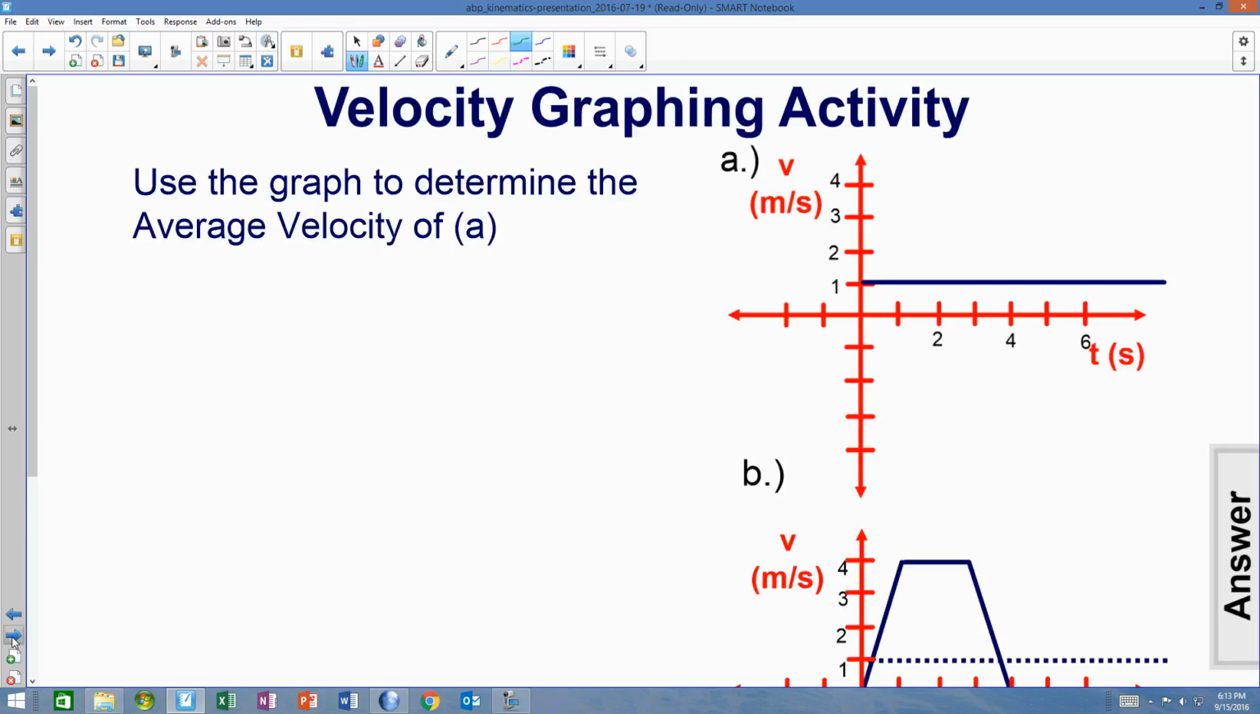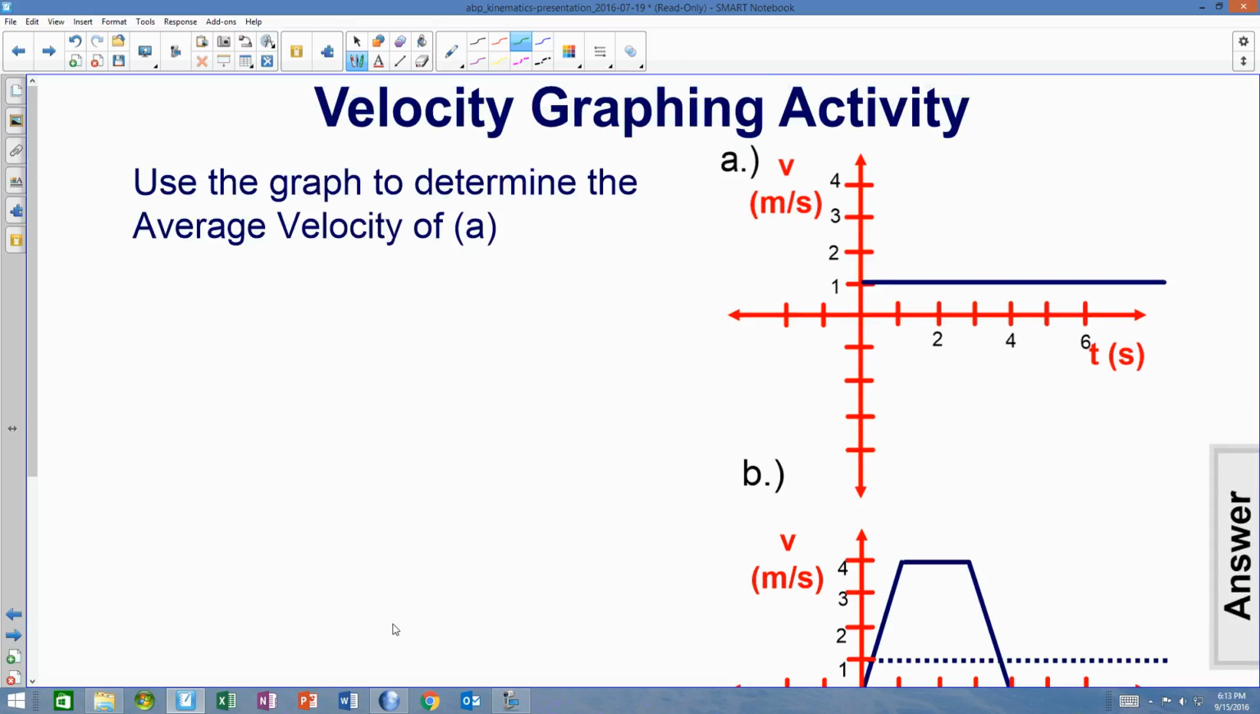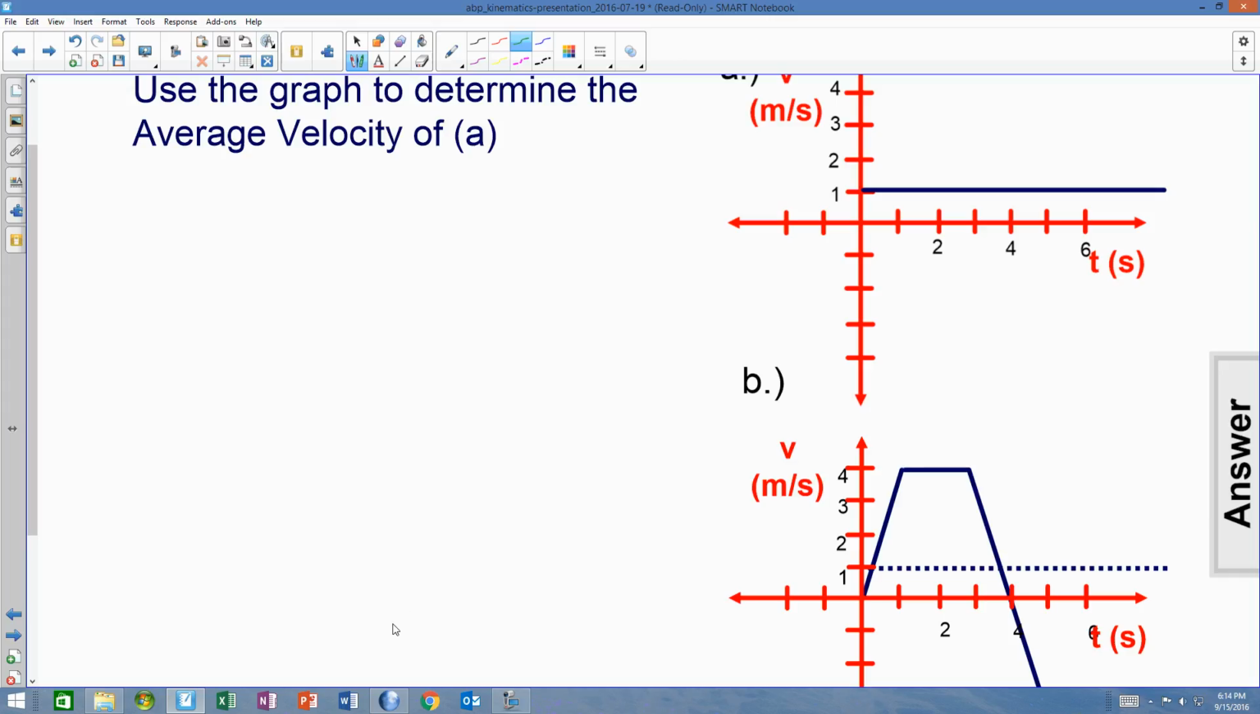Okay, use the graph to determine the average velocity for picture B. Now notice it gives you some time intervals, and there's a reason for this. When we're talking about average velocity, we don't want the slope of the line to change. Otherwise, it becomes a little more complicated.